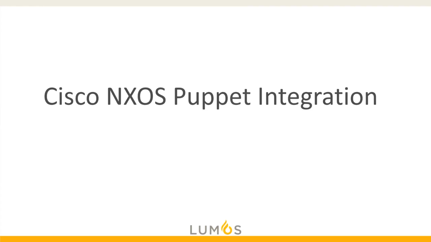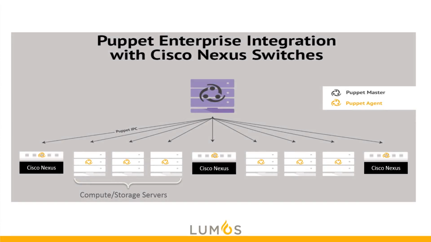So let's talk a little bit about Cisco NXOS Puppet integration. Essentially, how does Puppet work with Cisco Nexus switches? Again, we still have our Puppet master, but we also have the agent now running on our Cisco Nexus 9000 and 3000 series switches in a Linux container. We'll talk more about this as we continue on, but we do have these Linux containers built into our NXOS operating system. And we're not talking about ACI mode, by the way. We are talking about NXOS standalone mode.